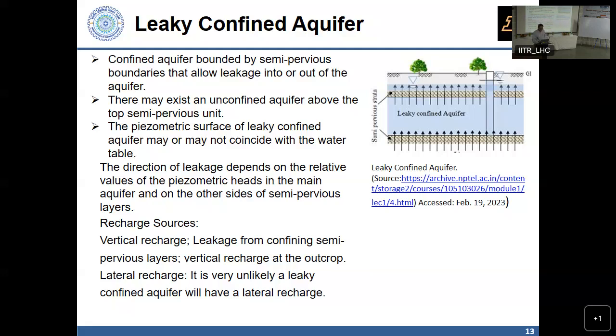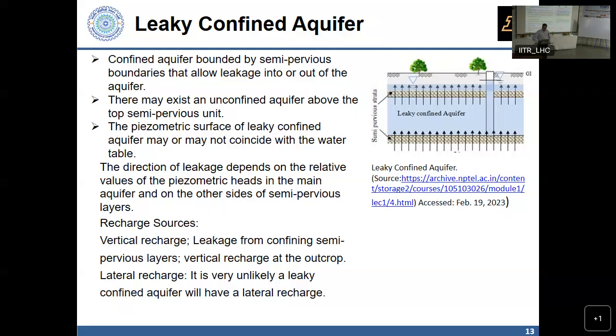And so recharge sources are vertical leakage recharge from pervious layers, and vertical recharge if this confined aquifer is outcropping at the top of the ground surface someplace. Lateral recharge through a stream is typically unlikely for confined aquifers. It may happen, but it's generally unlikely.